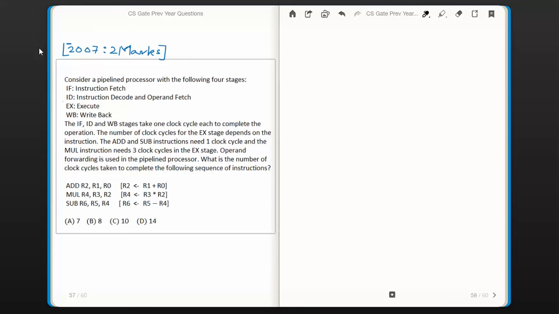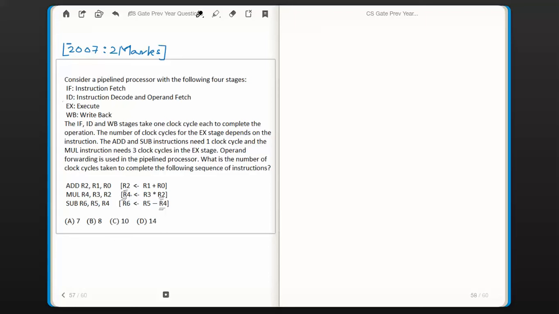To attempt this question, first of all we need to find if there is some data dependency between instructions or not. The second instruction is dependent upon the first instruction for the value of R2, because the first instruction is producing the value of R2 which is consumed by the second instruction for this arithmetic operation. So the second instruction is dependent upon the first instruction. Similarly, the value of R4 is consumed by the third instruction, which is getting produced by the second instruction. So the third instruction is also dependent upon the second instruction.